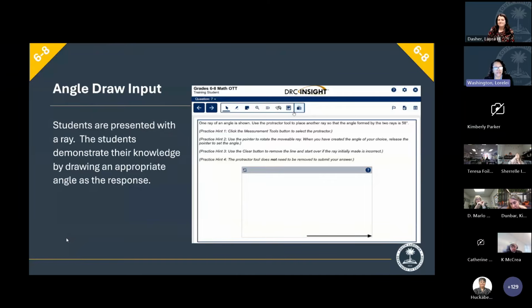Okay, the first new item type is the angle draw input. With this particular problem, students are going to be able to use the protractor and measure an angle. So if you look at the picture, and we're going to play a little video in just a second, they're presented with a ray and they have to demonstrate their knowledge by drawing an appropriate angle as the response.